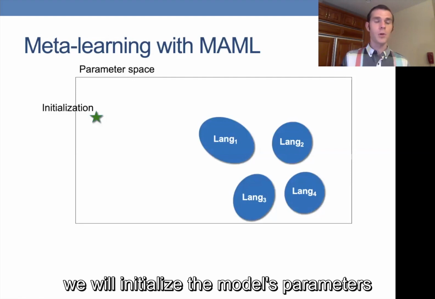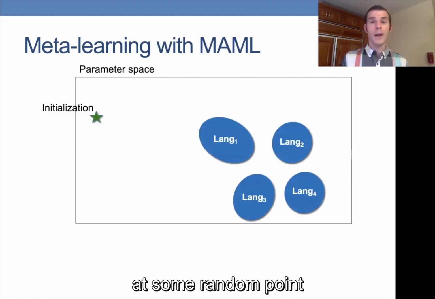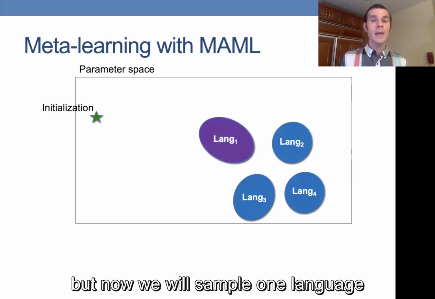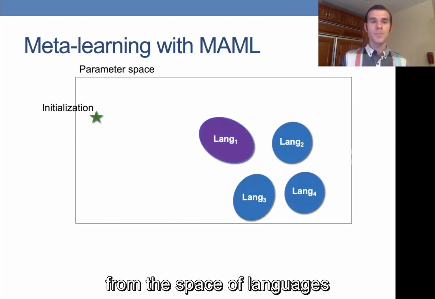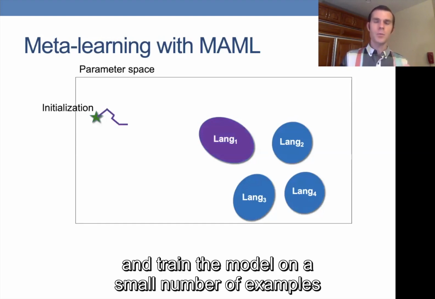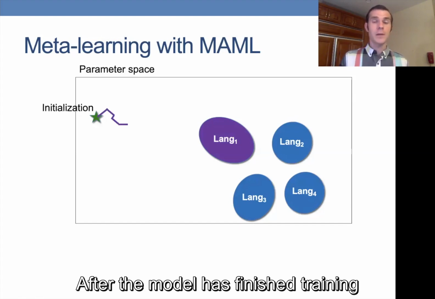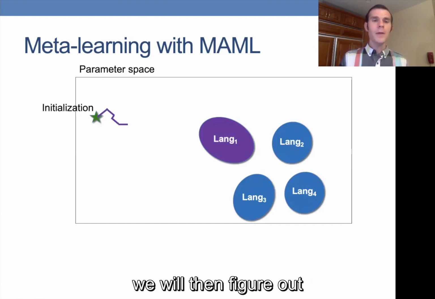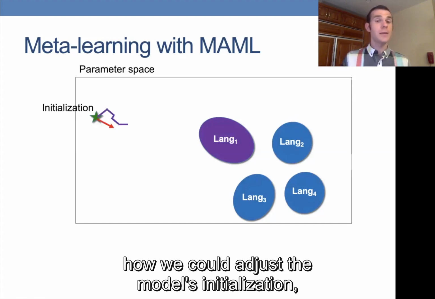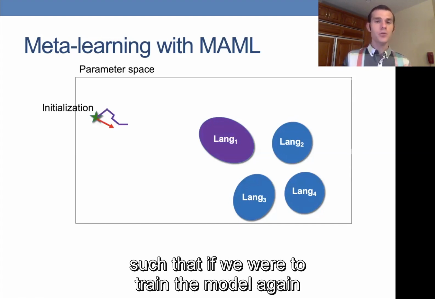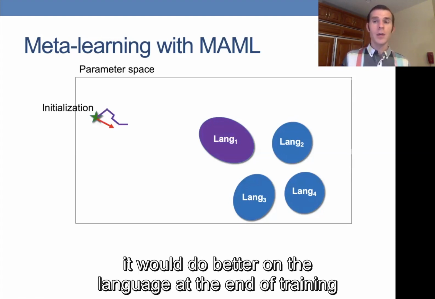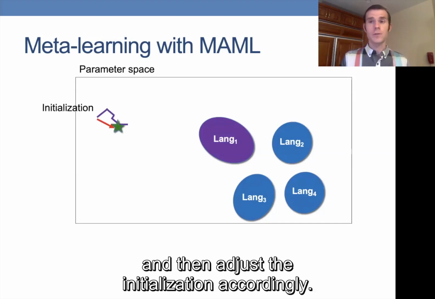Just like before, we will initialize the model's parameters at some random point, but now we will sample one language from the space of languages and train the model on a small number of examples from that language using standard learning. After the model has finished training on that small number of examples, we will then figure out how we could adjust the model's initialization such that if we were to train the model again on the same language, it would do better on the language at the end of training, and then adjust the initialization accordingly.